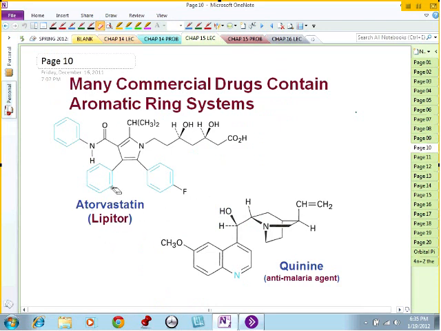Now you see Lipitor. How many of you have heard of Lipitor before? They advertise this all the time. I think there was some problem with this some time ago. Anyway, this is another important drug that has been used very extensively over the last few years. Quinine is an anti-malaria agent. In all of these cases, you see the aromatic ring system. So these ring systems are really very important biological moieties.